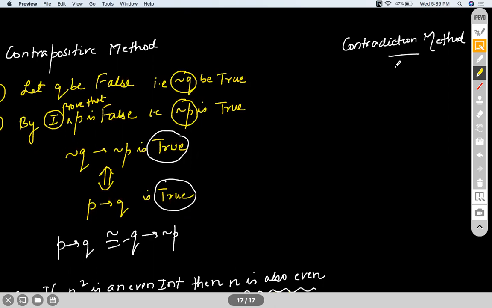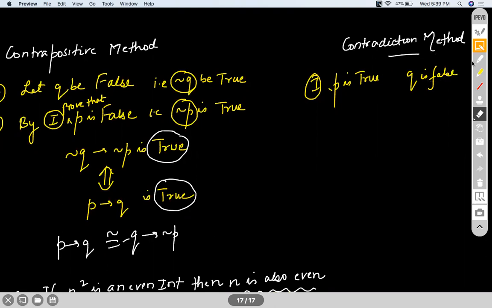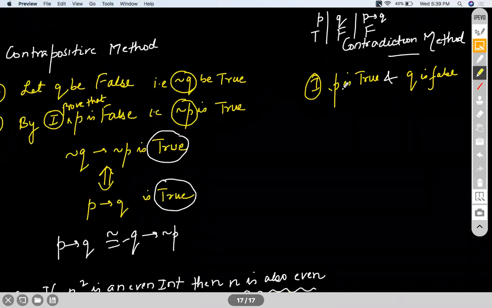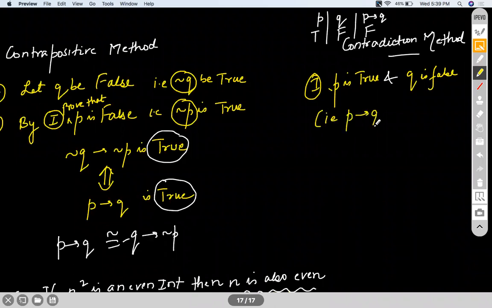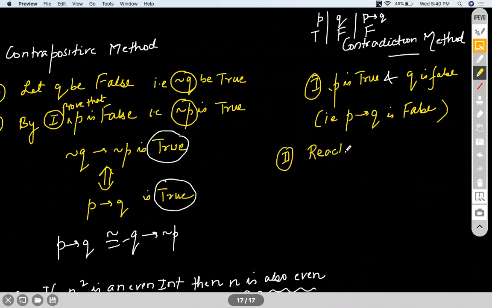So what do we assume? P is true and Q is false. Why have I chosen this actually? And then you contradict yourself. See, this was the only condition when your if-then statement was false, right? Remember the truth table: husband gets a promotion, doesn't take his wife for the foreign trip, for the Singapore trip. This was the only situation when your if-then statement was false, isn't it? So I've assumed that let P be true and Q be false. That means I have assumed that this is false. And then I reach a contradictory step.